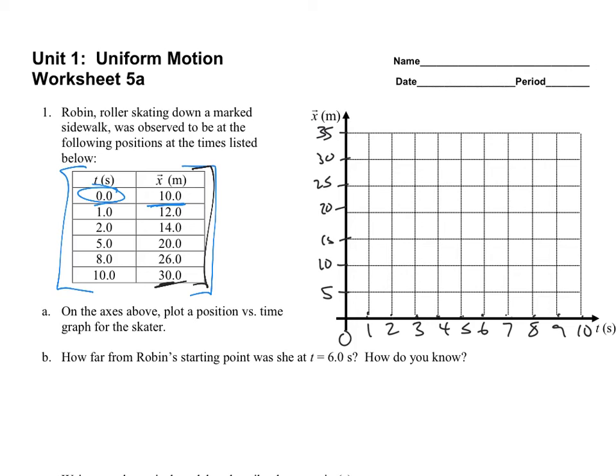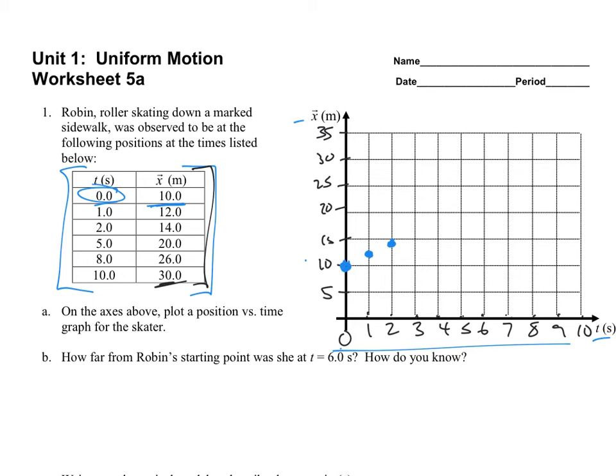The first one is time 0, so we're going to go to 0 on the time axis, and all the way up to 10 on x, which is right there. So we're at time 0 and position 10. The next point is at 1 second. Robin's gone 12. So I'm going to go over to time 1 and up to 12 meters. Now 12 is in the middle of two lines, so you have to estimate a little bit, but that's okay. Next one is 2, 14. So go over to time equals 2, x equals 14.